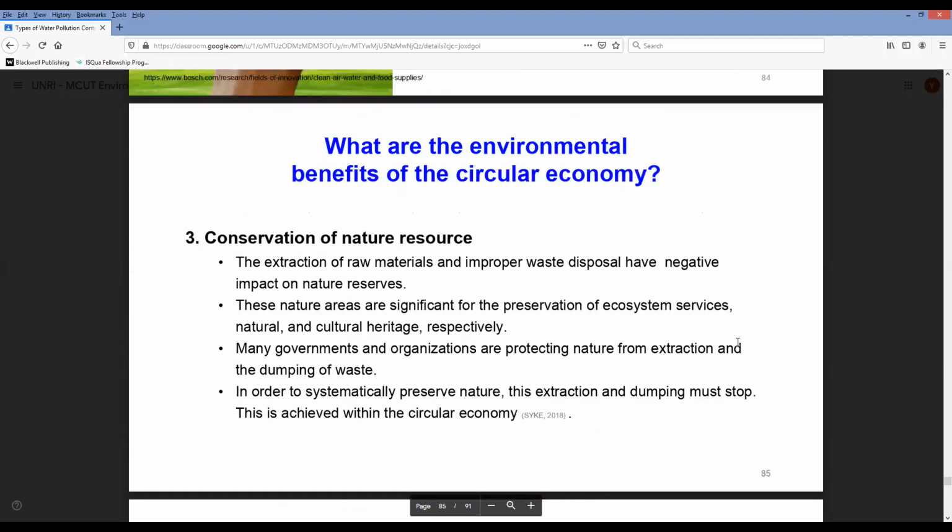And then the next is we are able to conserve natural resources, because as I mentioned earlier, the natural resources will be used up one day. So we need to conserve these natural resources for other important purposes. Okay, next please.